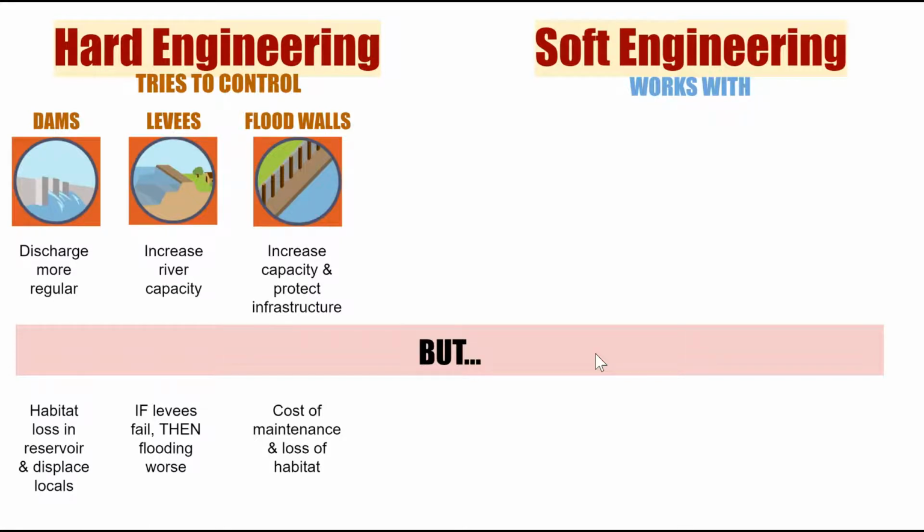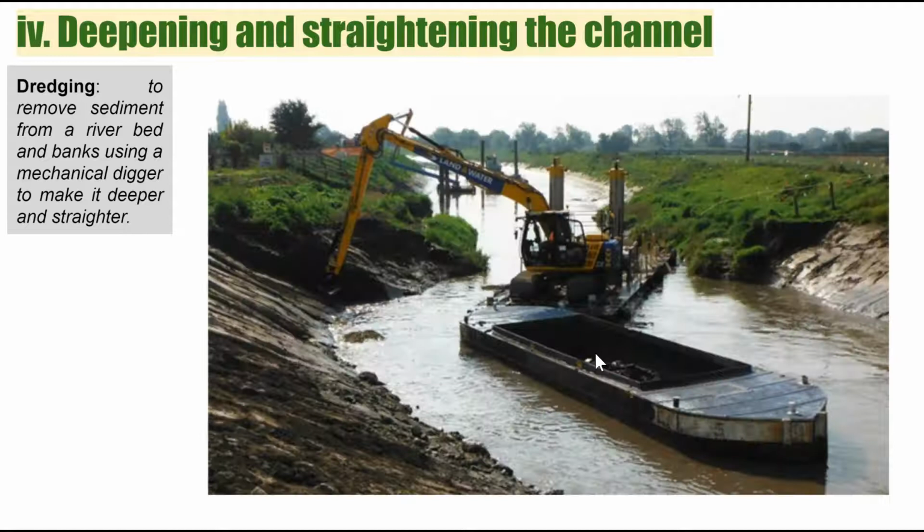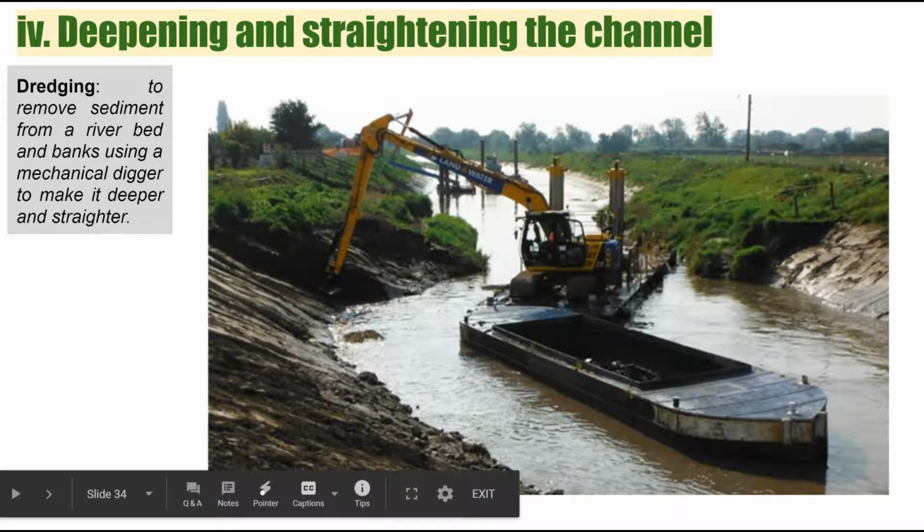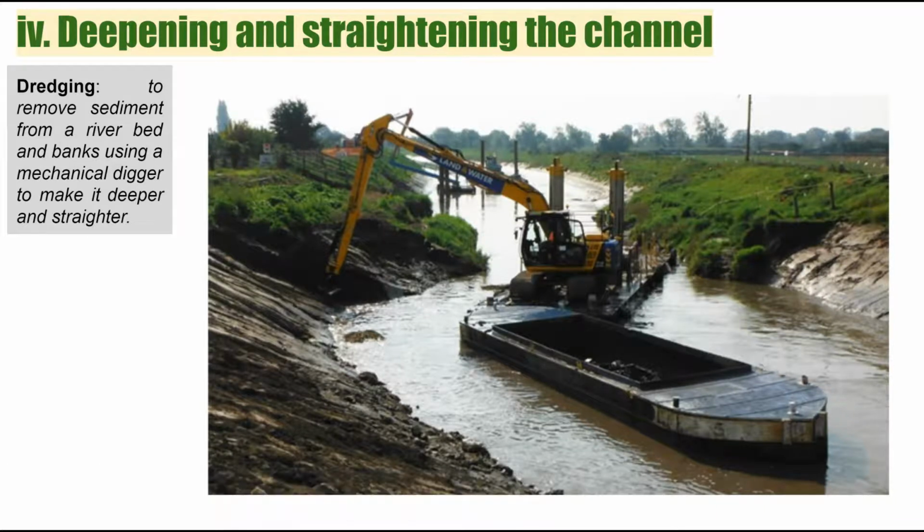Which brings us to our final hard engineering method, which is deepening and straightening the channel. Okay, turn to that in your books now. So how do we conduct this? This is done by dredging. You'll remember we met dredging in our Parrett and River Tone flooding case study. But here is the definition that you'll need in your books. This is to remove sediment from a river bank and bed using a mechanical digger.